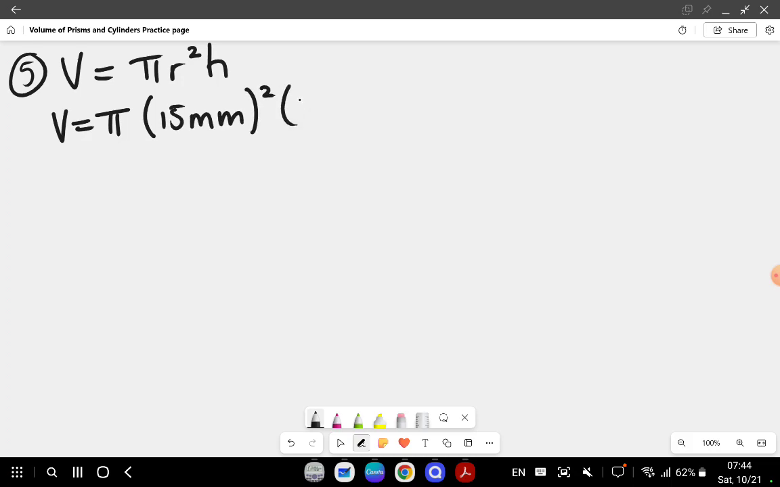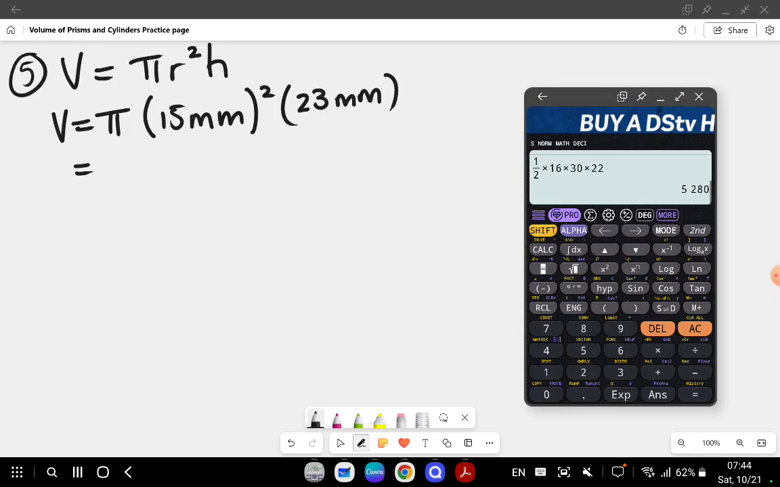Question 5. Here we have a cylinder. So the volume of a cylinder is equal to pi r squared h. So in this cylinder, I have everything I need. So the volume is equal to pi times 15 millimeters squared multiplied by 23 millimeters. And that gives me pi times 15 squared times 23, 16257.74.